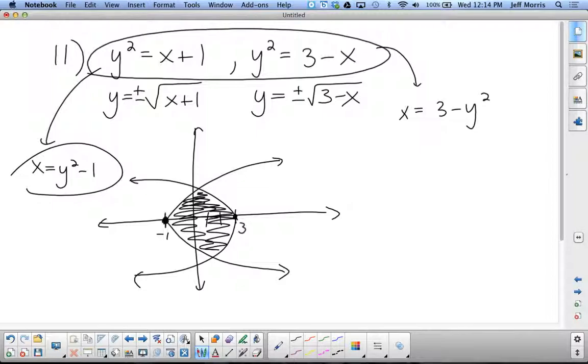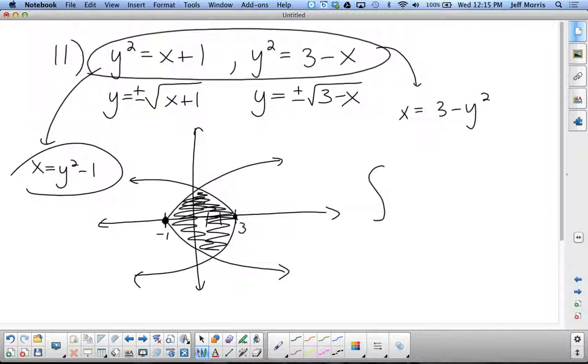Now, here's the deal, though. They told you in the directions to integrate with respect to y. So we're going to integrate with respect to y. Watch. We're going to do the definite integral. And area between two curves is usually top minus bottom. But when you do it along the y, you don't go top minus bottom. We go right minus left.